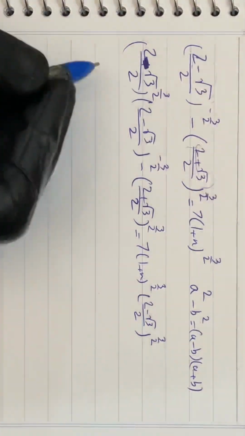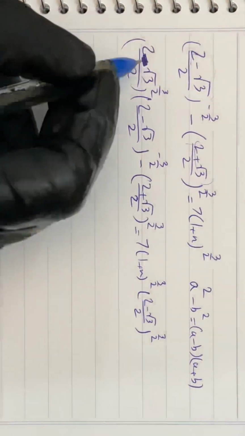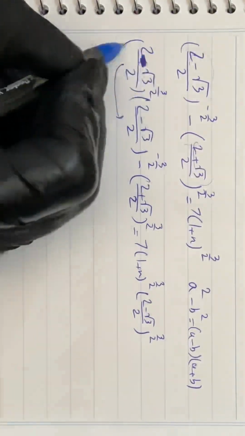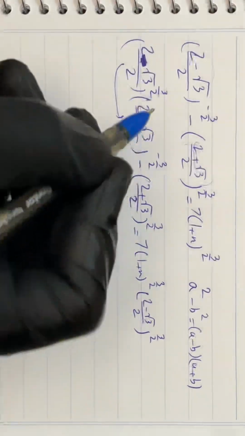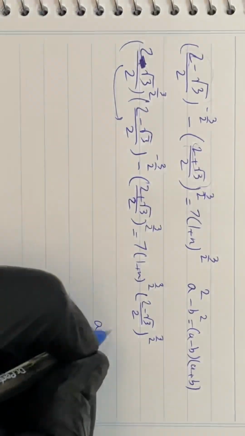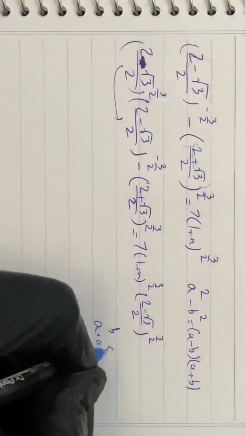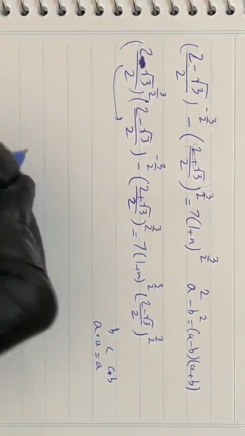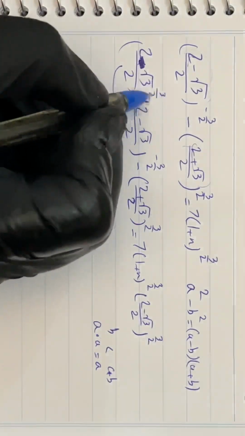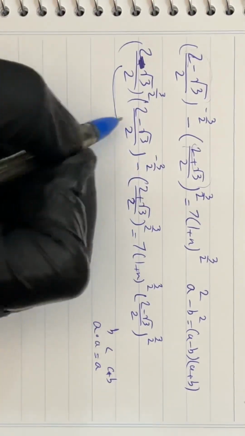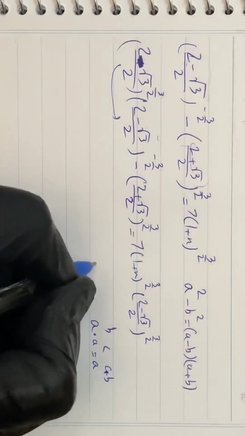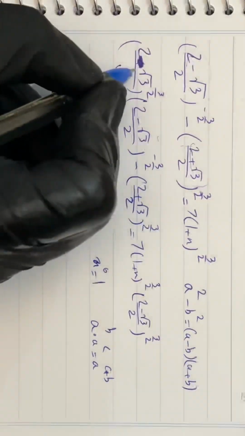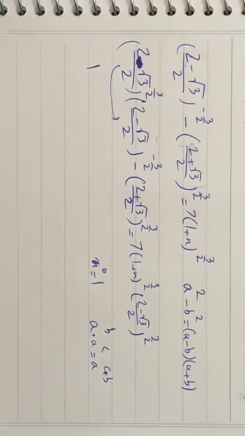So to expand this, if you just multiply this by this, we know that the bases are the same. When the bases are the same, when we have a to the b times a to the c, we could just sum up the exponents. So the sum of exponents would be 3 over 2 minus 3 over 2, which will be 0. And we know that x to the power of 0 will equal 1. So this multiplied by this is just 1.